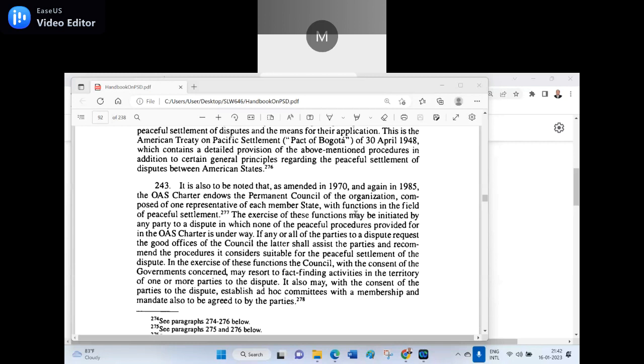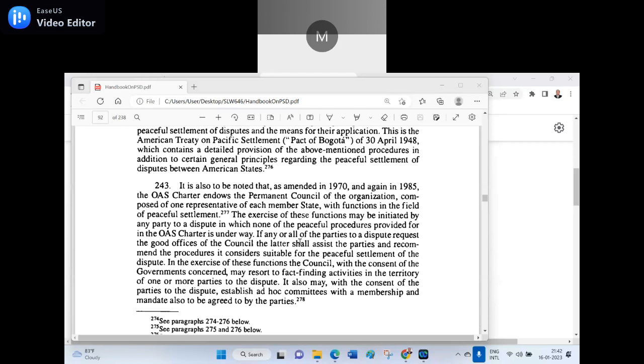So the exercise of the functions may be initiated by any party to a dispute in which none of the peaceful procedures provided for in the OAS Charter is underway. So the charter gives a clear-cut way. These are the things which should be there. If they are not happy with the charter of the OAS, they still have to apply it. If they agree, they can go to either the General Assembly or the Security Council in the form of an appeal.